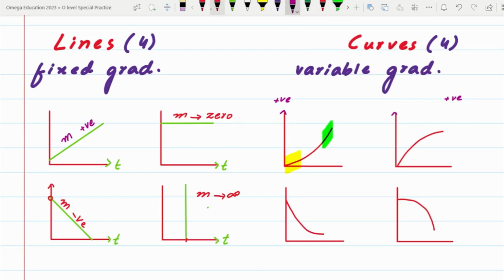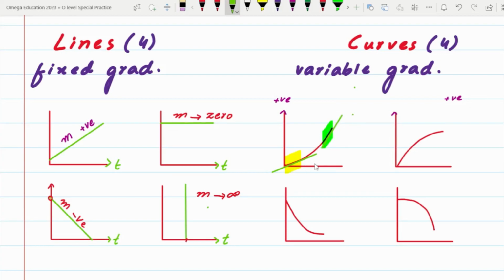How do we find the gradient of the curve? We find the gradient of the curve by drawing a tangent. So let me draw a tangent at the yellow shaded portion. It would be a line that looks something like this. And let me draw the tangent at the green shaded portion. The tangent would be something like this.